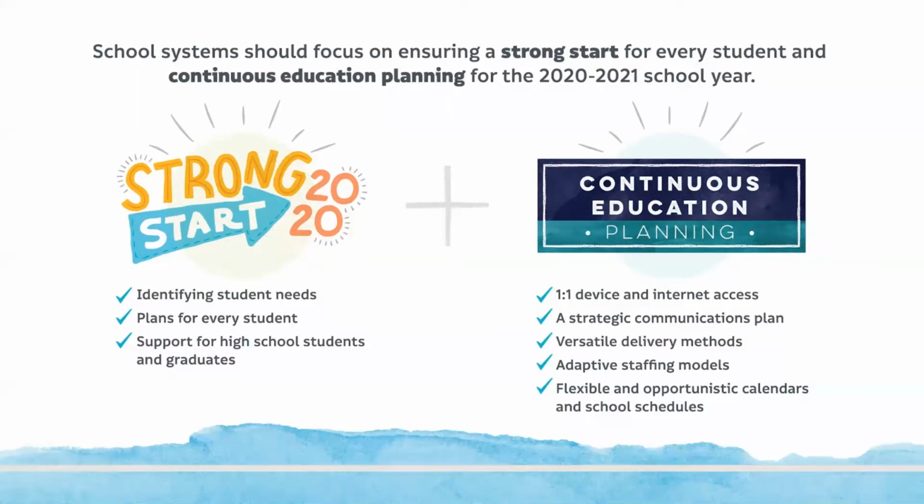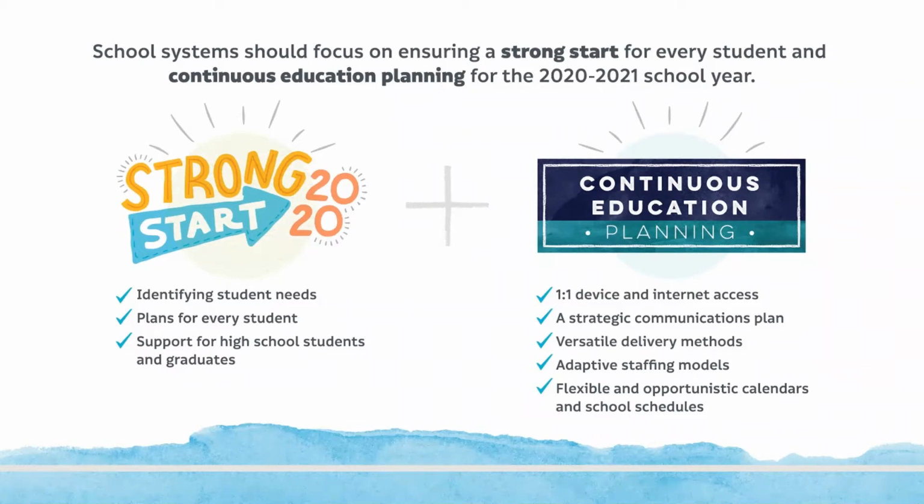When we talk about a strong start for every student, we're really talking about three things. We're talking about every student's needs being identified, so assessing students as they come back to school for learning gaps and also their social and emotional health, making sure that students with the most significant gaps have a plan to address those gaps, and that we are supporting our high school students in continuing to be on track for graduation, but also for our graduates of spring 2020 to make sure that they transition to whatever career or college plans they have.